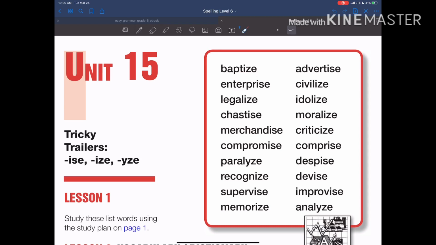Our second word is enterprise, then legalize, chastise, merchandise, compromise, paralyze, recognize, supervise, memorize, advertise, civilize, idolize, moralize, criticize, compromise or comprise, despise, devise, improvise, and analyze. This word right here, I said wrong initially. It's comprise, not compromise. That was over here.